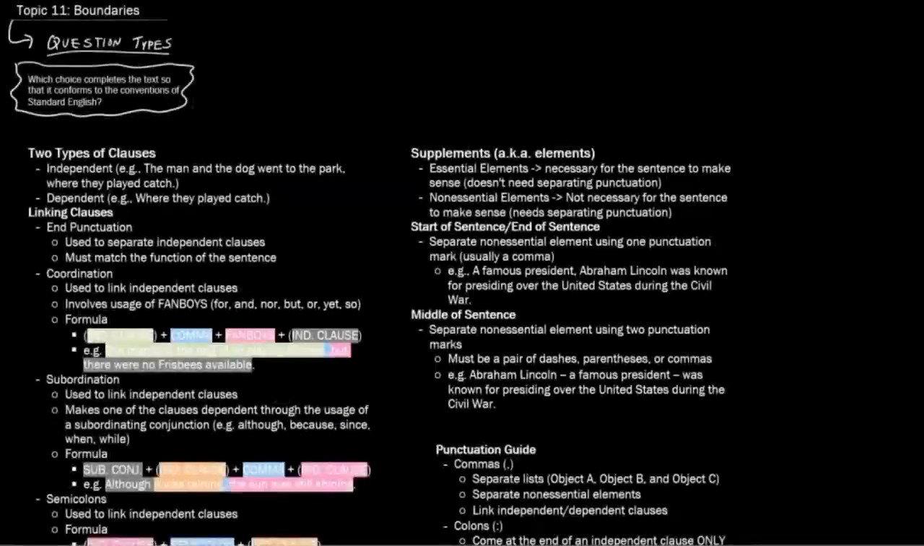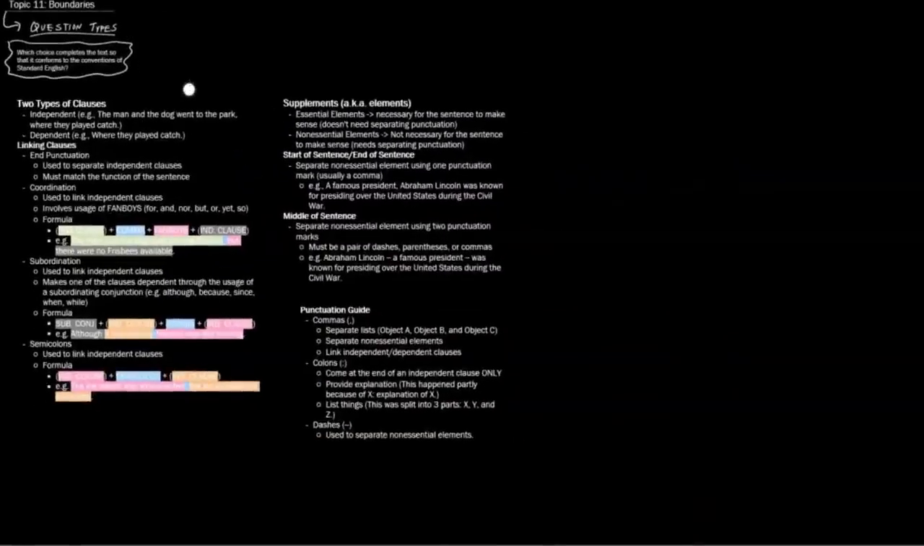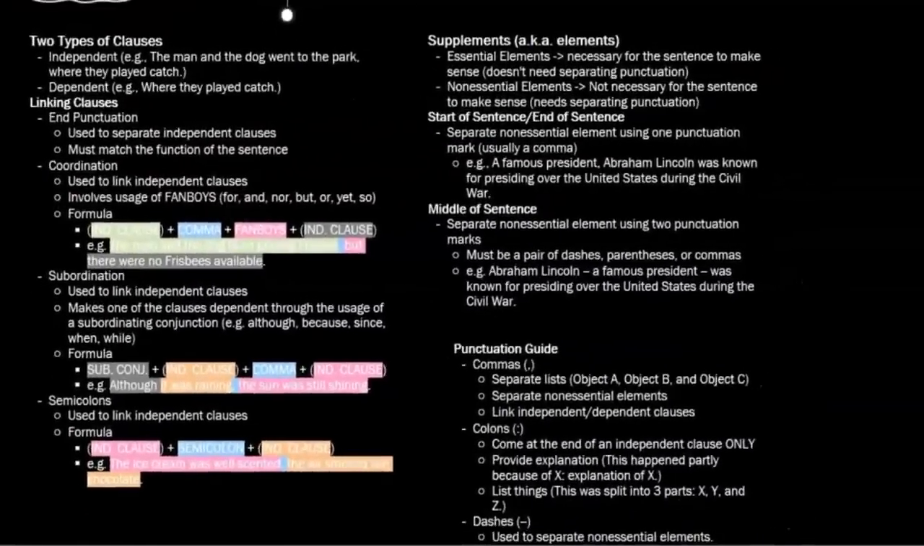All right, we've got boundaries now. We're moving on to standard English. Okay, which choice completes the text so that it conforms to the convention of standard English? You're going to see this phrasing a million times on the SAT. It's guaranteed to be on there. We're also going to get into form, structure, and sense, but this is boundaries. So first thing you need to know is your types of clauses.